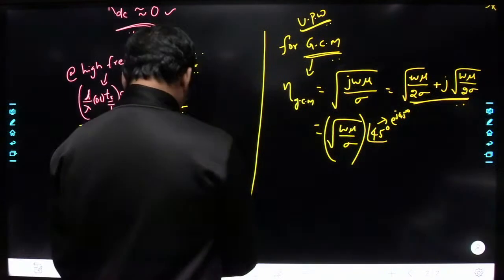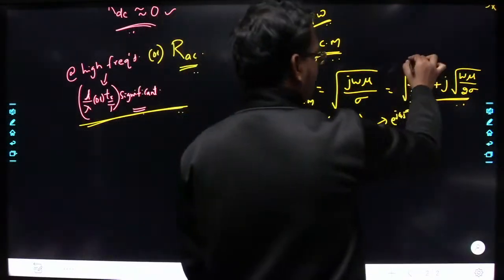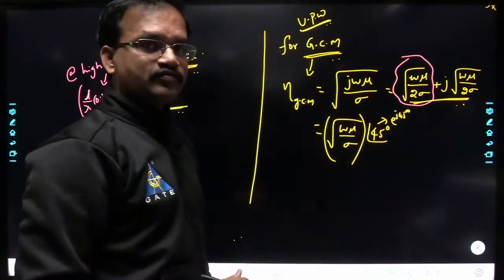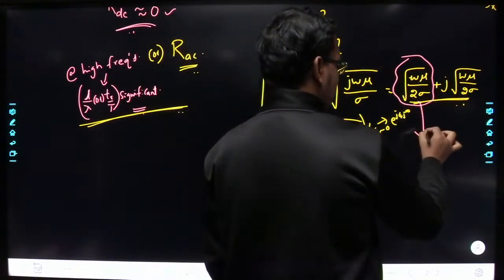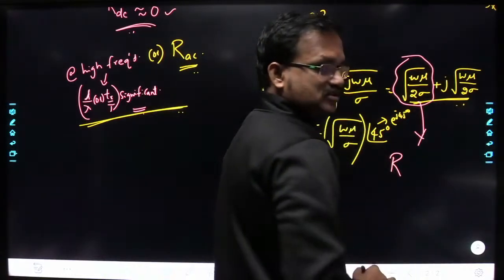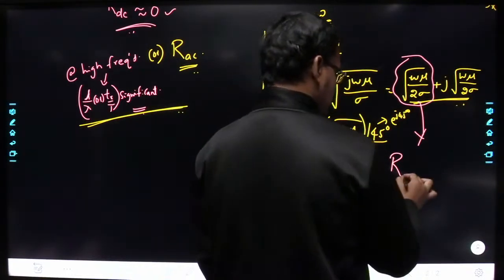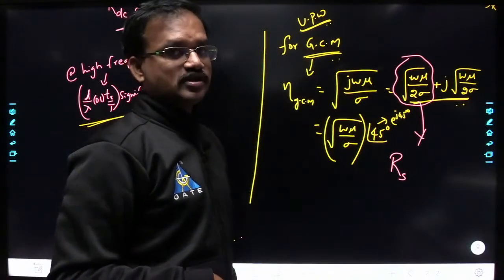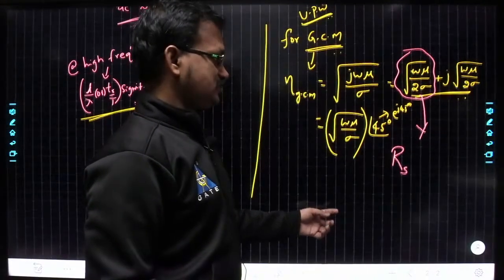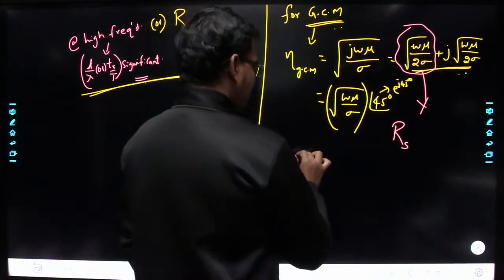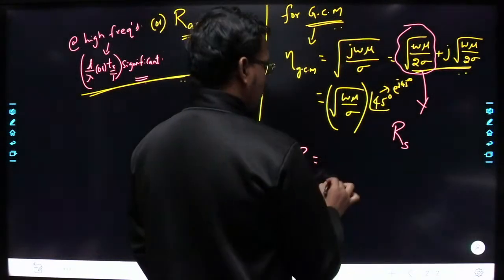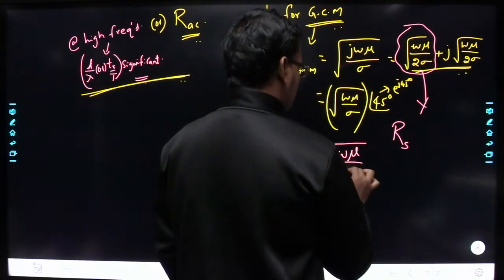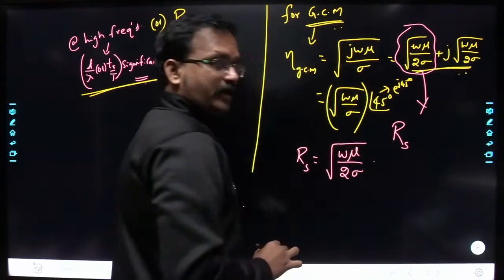Now if you observe the real part here, this is the real part of the impedance. The real part of the impedance is nothing but the resistance. Yes or no? This resistance, generally we call it the surface resistance. So this RS is equal to the square root of omega mu by 2 sigma.